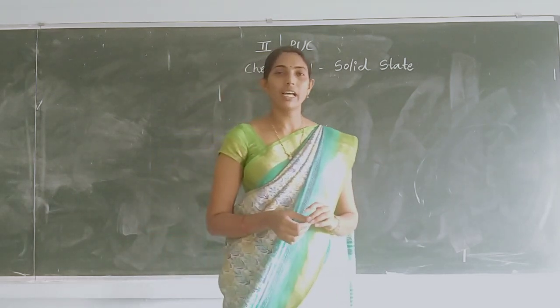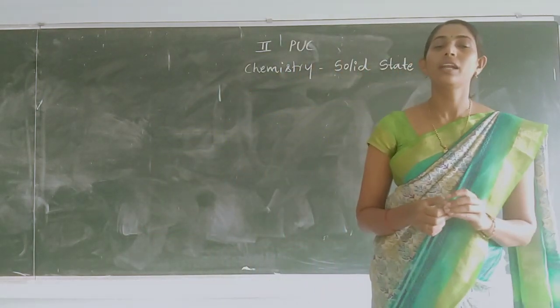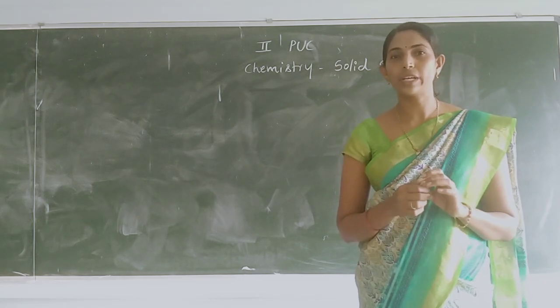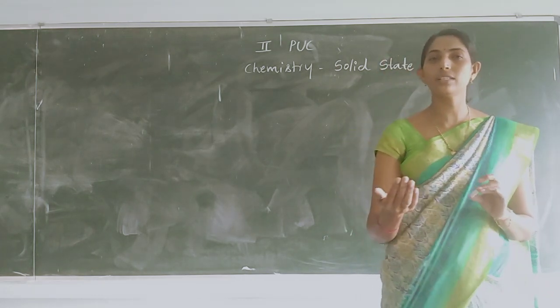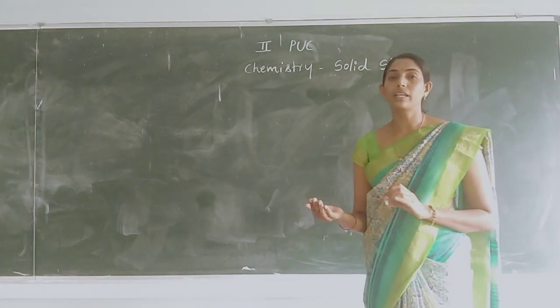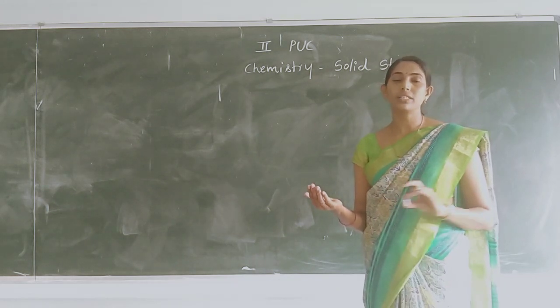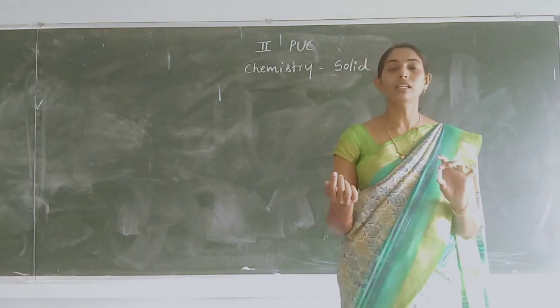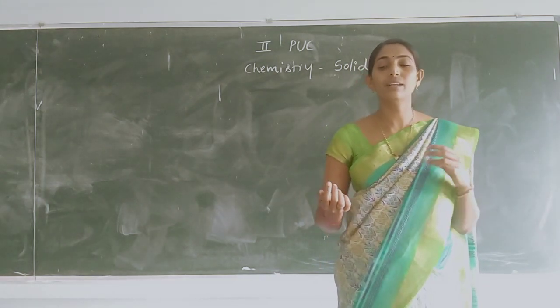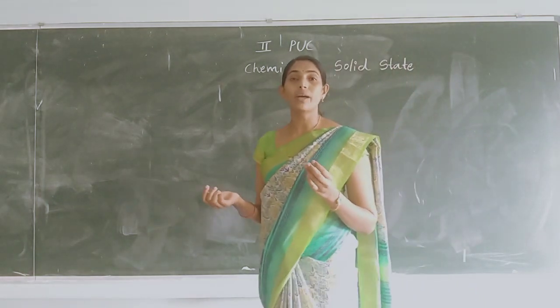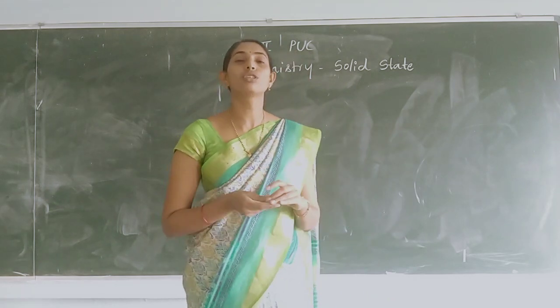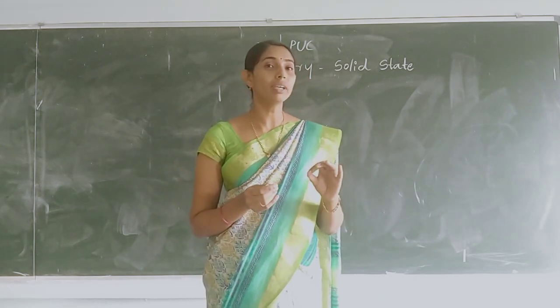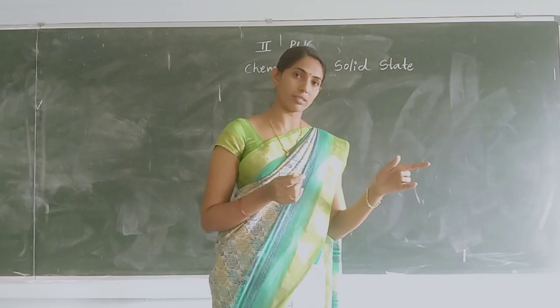Okay, students, in our last class we discussed the number of atoms per unit cell, right? Then we discussed what close packing is. In close packing, we studied close packing in one dimension and close packing in two dimensions. So once again, we'll glance at the topic. What is close packing? That is the arrangement of the constituent particles by leaving minimum vacant space, right?